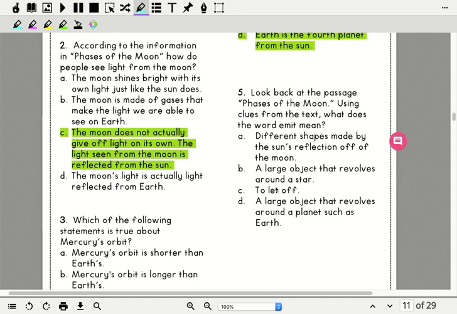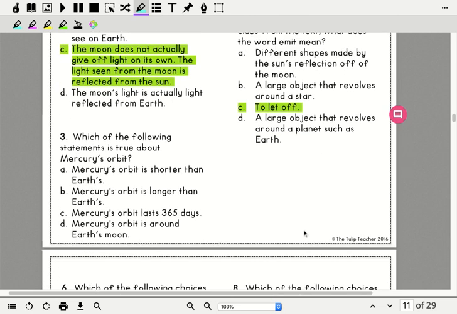So let's read our choices. A, different shapes made by the sun's reflection off the moon. B, a large object that revolves around a star. C, to let off. Look, it's that exact same wording. Okay, D says a large object that revolves around a planet such as Earth.